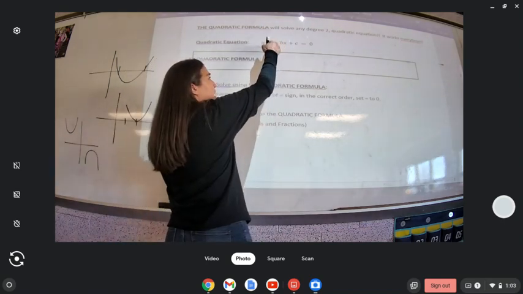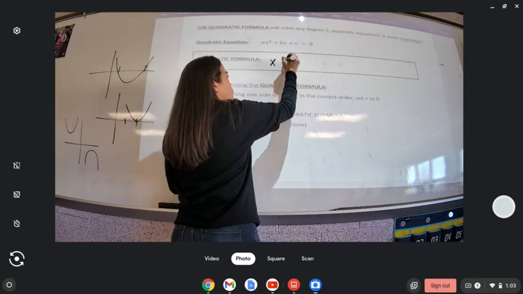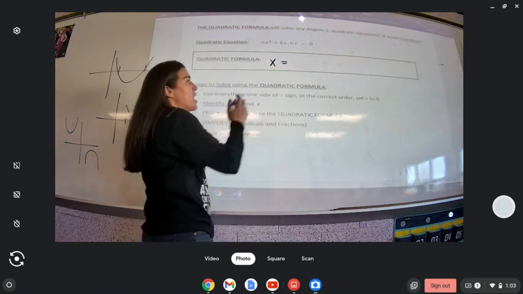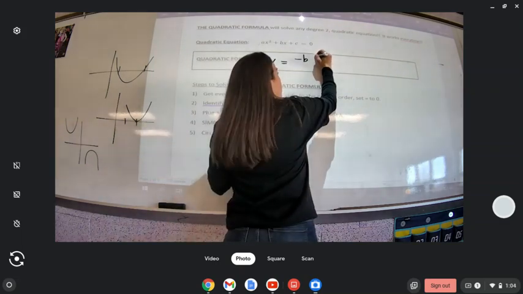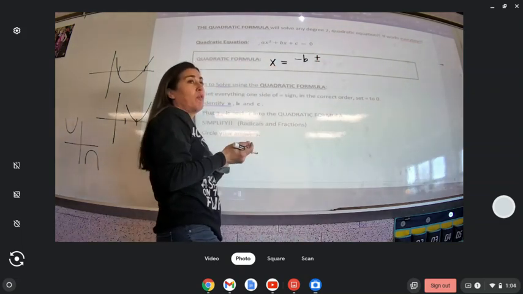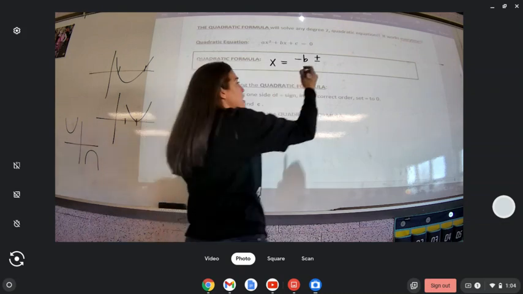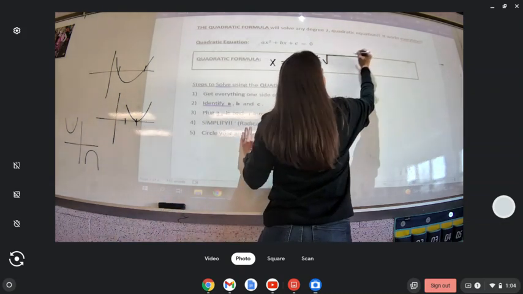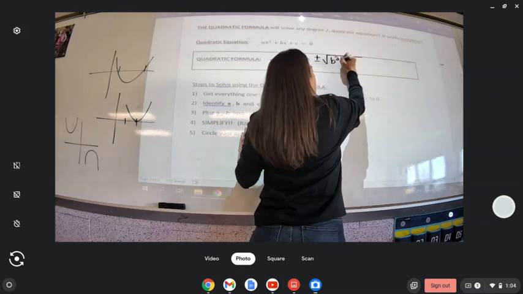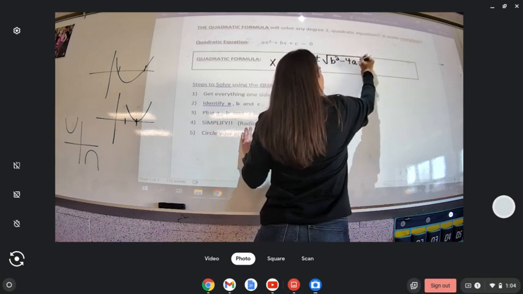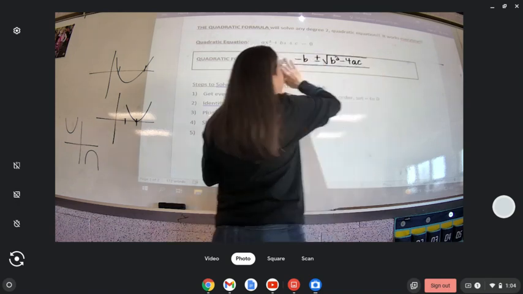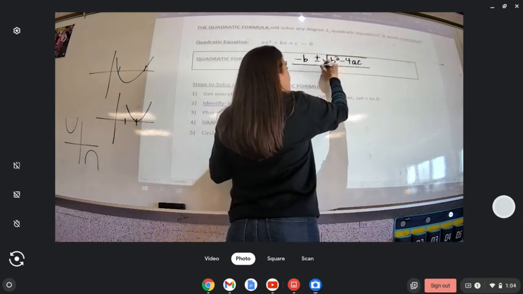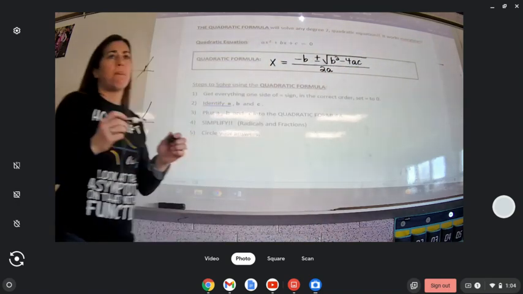And when you get x by itself, it says that x will always be equal to negative b, the opposite of b, plus or minus, because you are going to be taking the square root of something, which creates two solutions, plus or minus the square root of b squared, subtract 4 times a times c, and then all of that, the entire right side of the equal sign, gets divided by 2 times a.